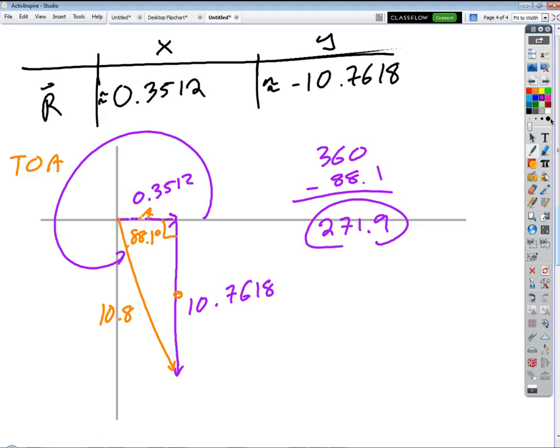Okay, so let's put these in and check ourselves. Mr. Owen, yeah. Is the 271.9 negative or? No, it's positive, right?